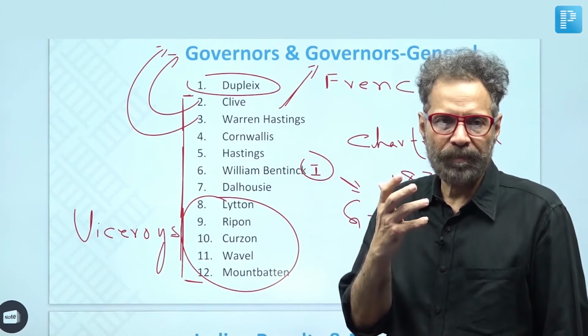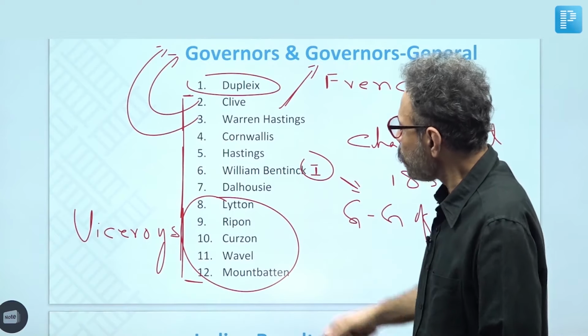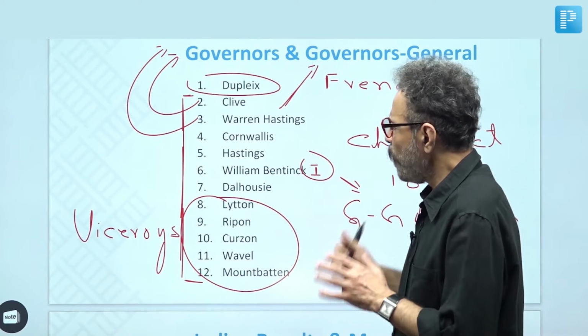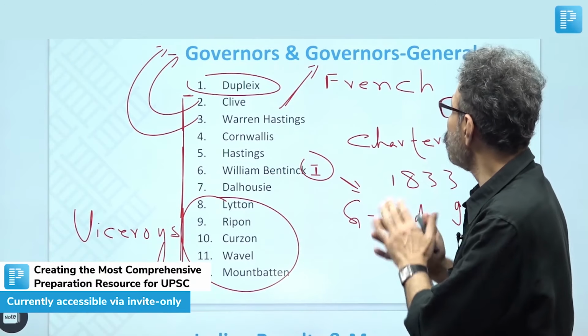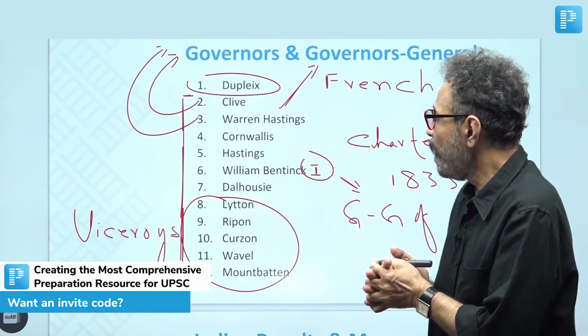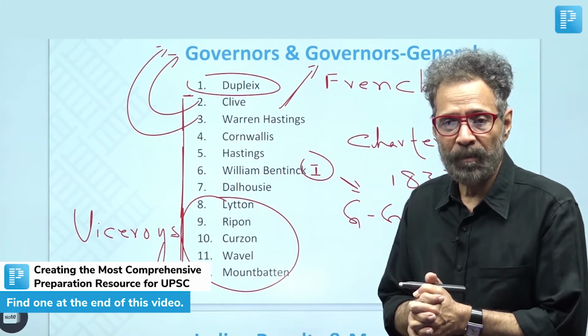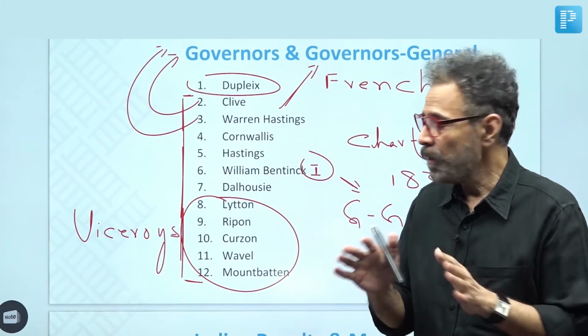So from an examination standpoint, these 1 to 12 are the only personalities representing governors or governors general relevant for the exam. No one else, nobody else.